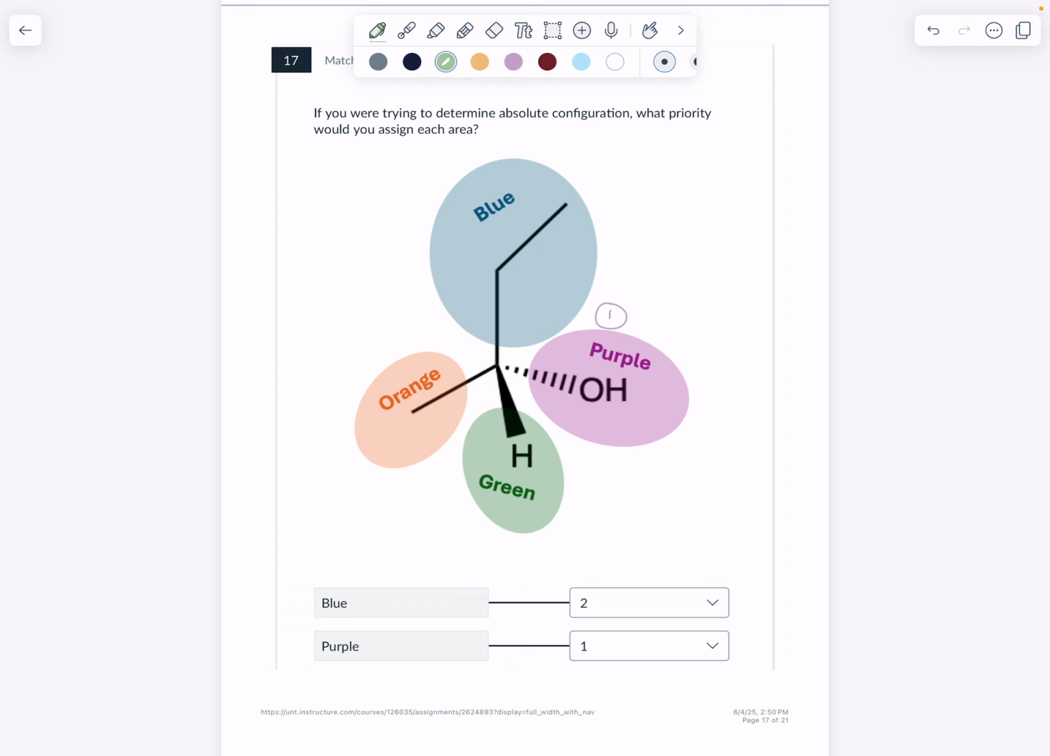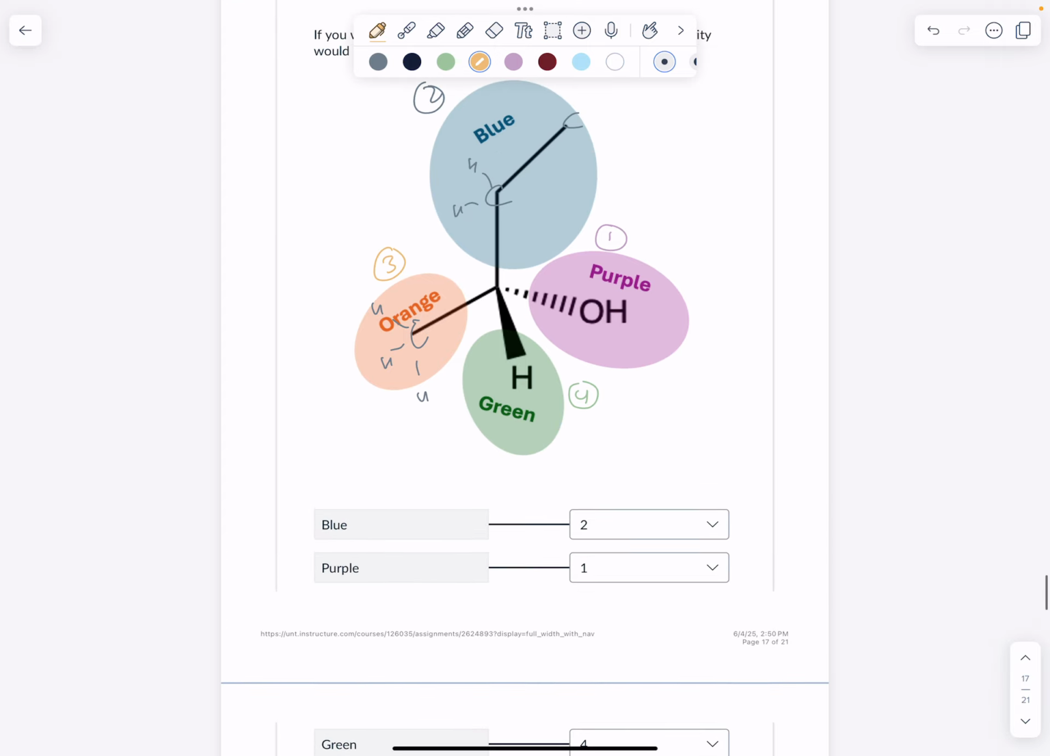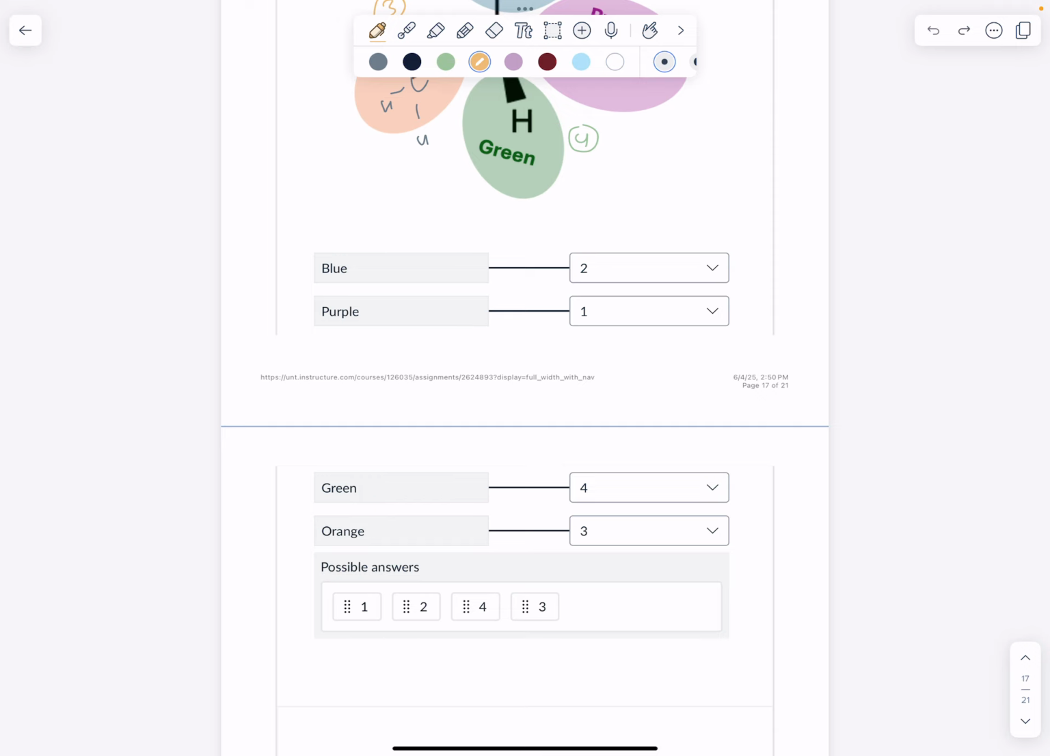And then the green would be priority 4. Now I just have to decide between blue and orange. Both of these are carbons, but this carbon has 3 hydrogens, where this only has 2 hydrogens and another carbon. So that gives it the edge. Oh sorry, I said priority 3, but it's priority 2. And then the orange one would be priority 3. So blue is priority 2, purple is priority 1, green is priority 4, and orange is priority 3.